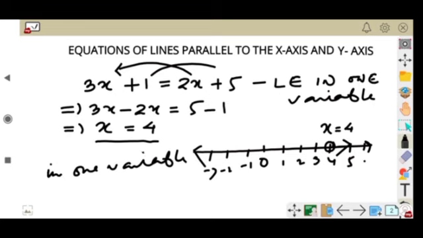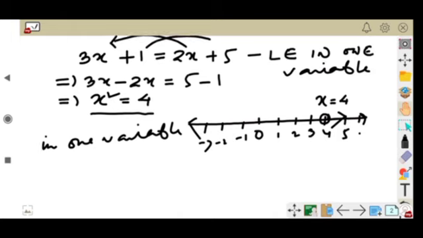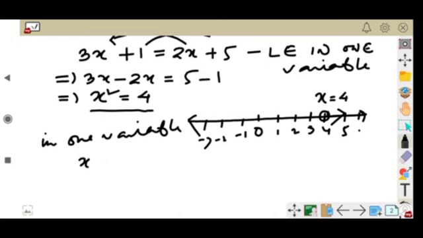variable, because there is only x. But the same equation we can even express in terms of two variables. How shall we do it? Let's see now. We get x = 4. I want to add one more variable. So I'll write x = 4 + 0, because 0 into any value gives you 0. So I'll just put y like this. Now we get x = 4 + 0y.